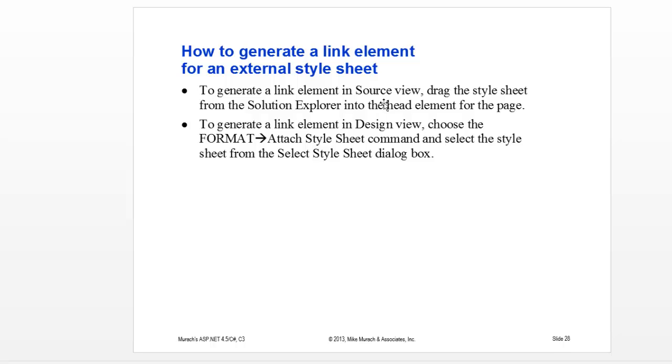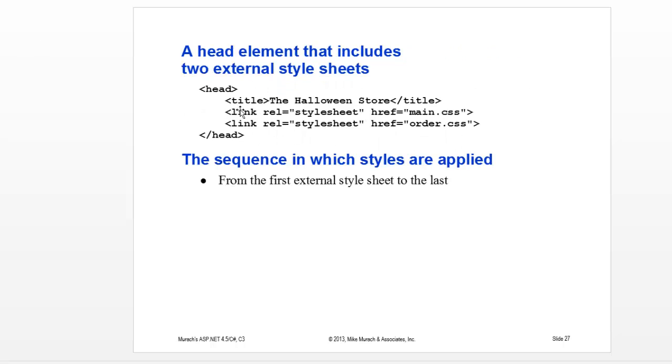Okay. So to generate a link element for an external style sheet, once you have an external style sheet created, you go to Format, Attach Style Sheet. We'll use that when we do our example. So just keep in mind that you can generate a link element. Now what do we mean by link element? Well, this is what they're talking about, link elements. These are link elements right here. So keep that in mind.